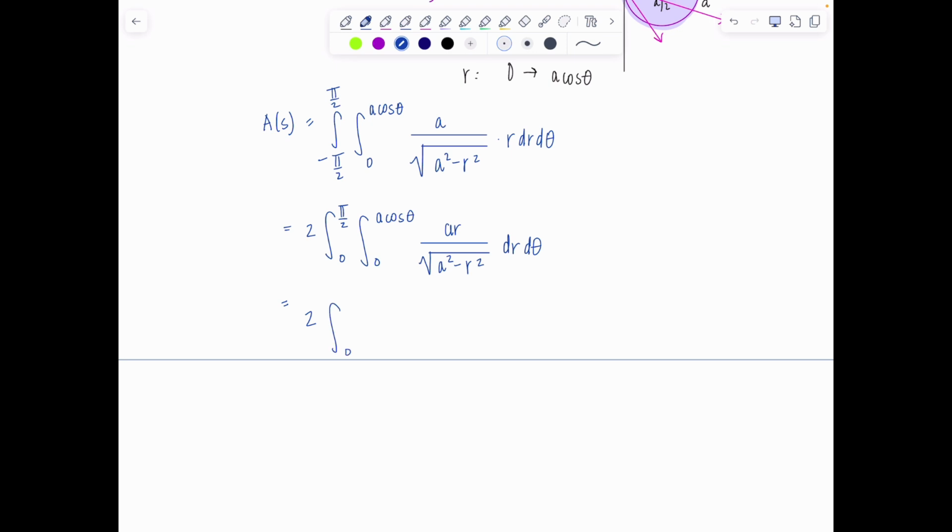So 2, 0 to pi over 2. I'm integrating with respect to r. This is currently what I would let u be, right? And then du, I'm going to pick up a negative 1/2. So a negative 1/2. I'm going to have a squared minus r squared, and the new exponent is going to be positive 1/2. So then I'm going to have to multiply by 2. Very good. And that should be everything. And then this gets evaluated from 0 to a cosine theta d theta.